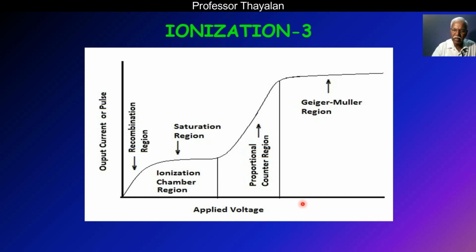If we increase the applied voltage further, the Geiger-Müller region takes place, where the entire gas medium takes part in the ionization. So the multiplication number goes higher, and you will get a good response even for low level radiation. Therefore, depending upon the applied voltage, we can make an ionization chamber region, a proportional region, or a Geiger-Müller region. This is the basic characteristics of the various systems we use.